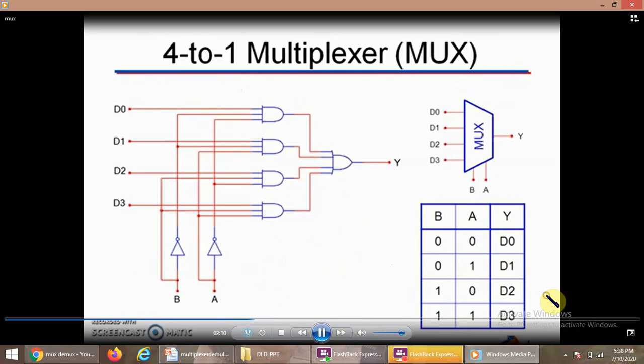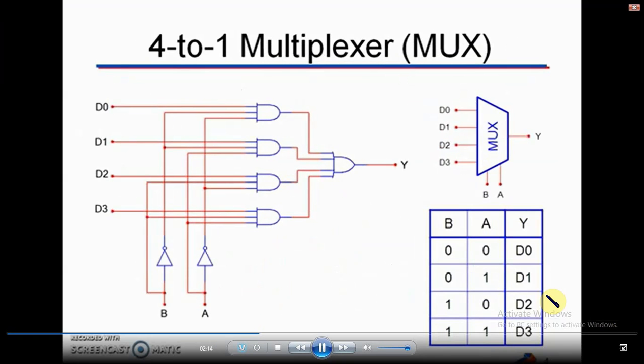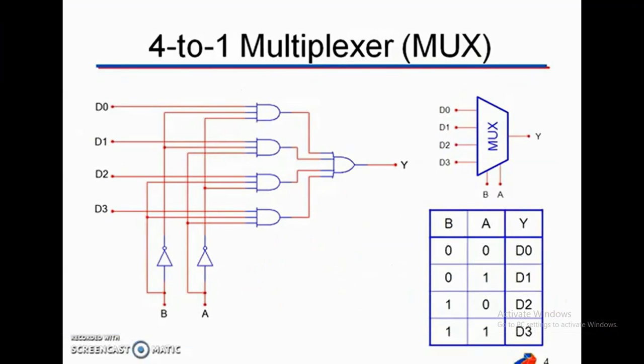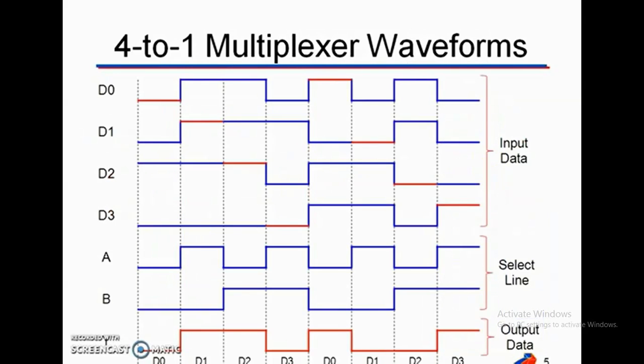Now we'll realize a 4 to 1 multiplexer using basic gates, as shown. 4 AND gates are connected for D0, D1, D2, D3 with select lines A and B. 0 0, D0 gets selected. 0 1, D1 gets selected. 1 0, D2 gets selected. 1 1, D3 gets selected. And then this shows the waveform for the 4 to 1 multiplexer.